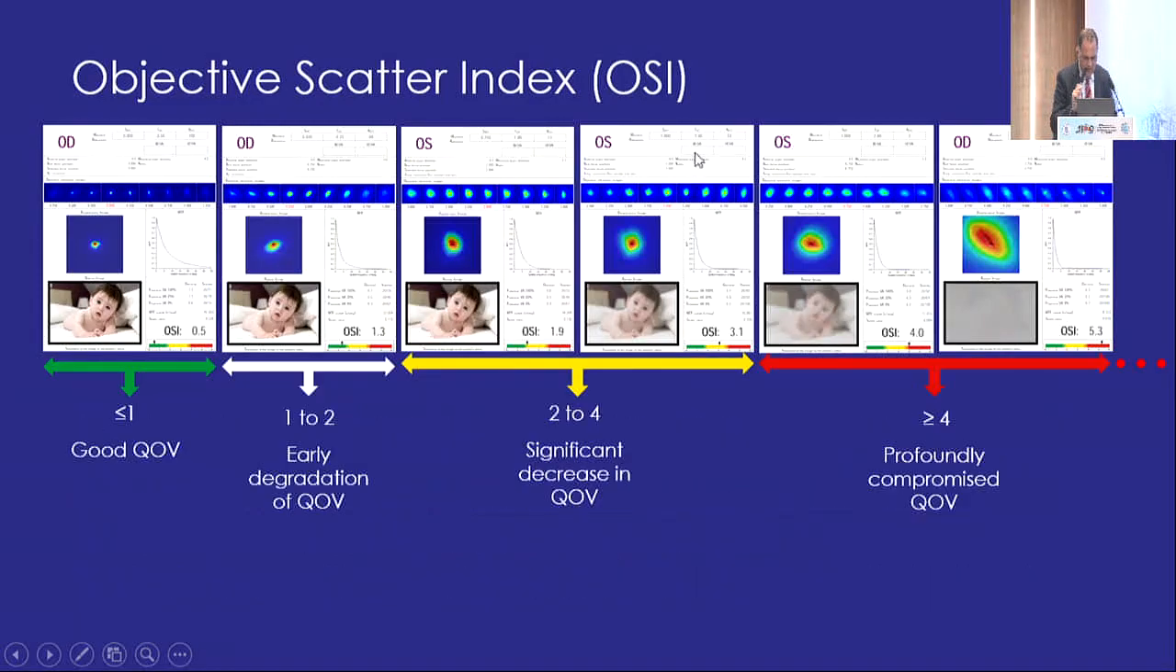In the first range, less than 1 is good quality of vision. The 1 to 2 range is what we are talking about in these patients, because now we have enough expertise and good enough equipment to offer them good help. Of course, the 2 to 4 and more than 4 OSIs are frank cataracts.